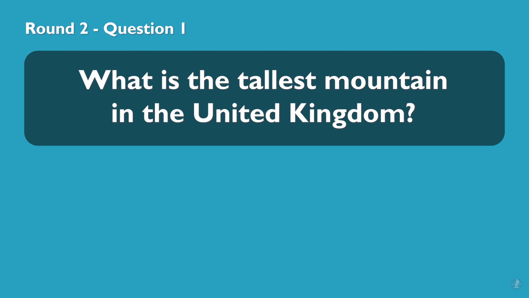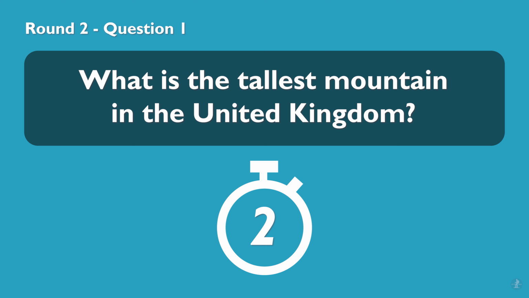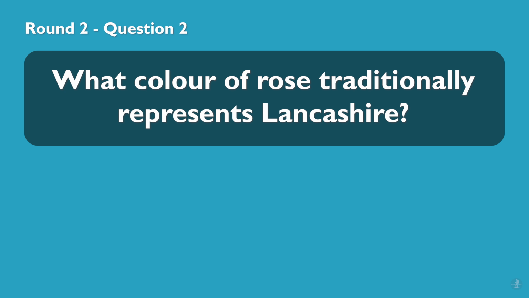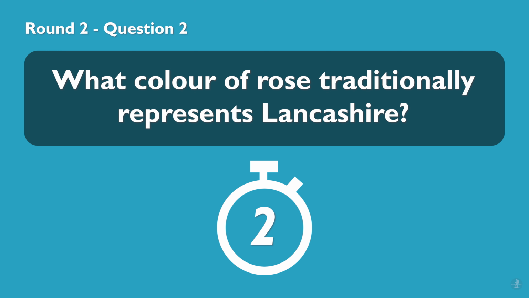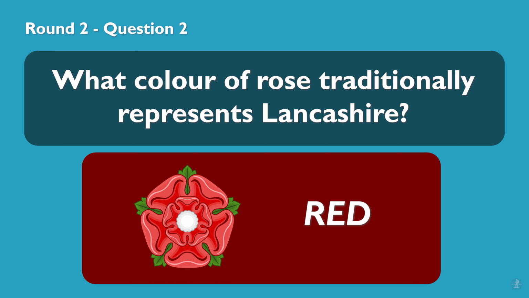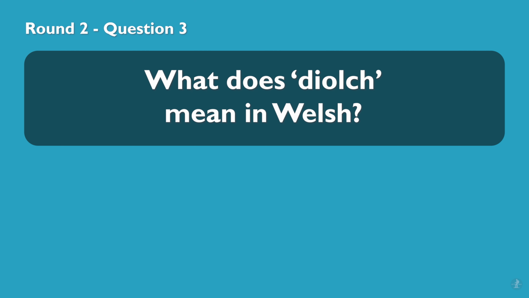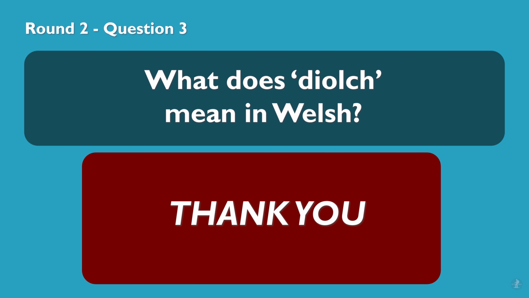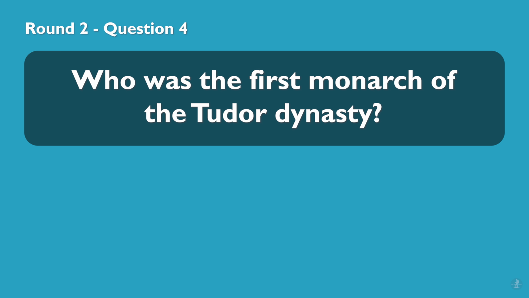Question 1. What is the tallest mountain in the United Kingdom? Ben Nevis, up in the Scottish Highlands. Question 2. What colour of rose traditionally represents Lancashire? Red. White, on the other hand, is for Yorkshire. Question 3. What does diolch mean in the Welsh language? It means thank you.